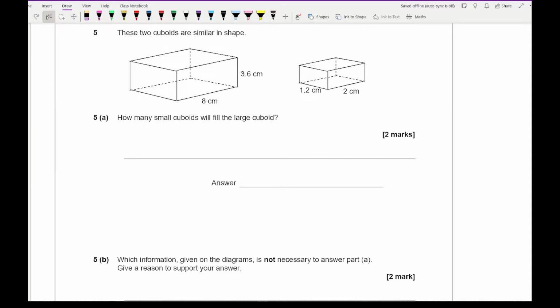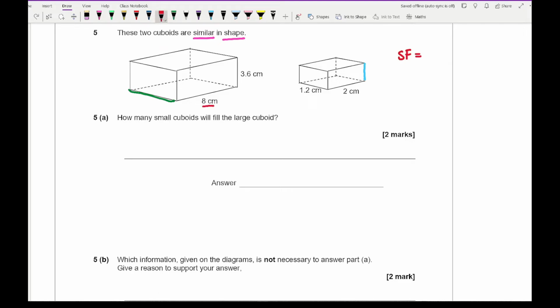How many small cuboids will fill the large cuboid? So what we need to do first, given that they are similar shapes, is fill out the missing dimensions. Here we've got 2 missing dimensions. On the smaller one, I don't know what the height is. And on the larger one, I don't know what the width or the depth is going to be. So I need to work out those first. So first of all, I need to know what the scale factor is.